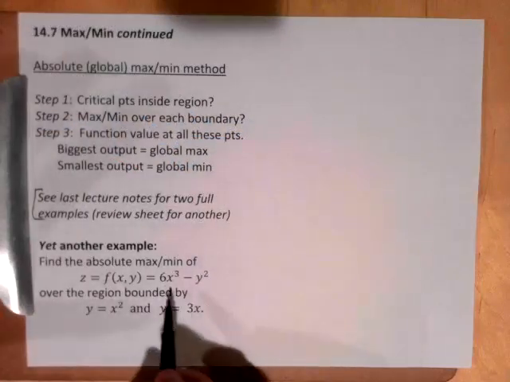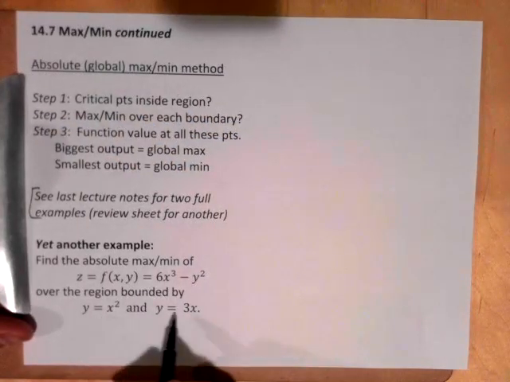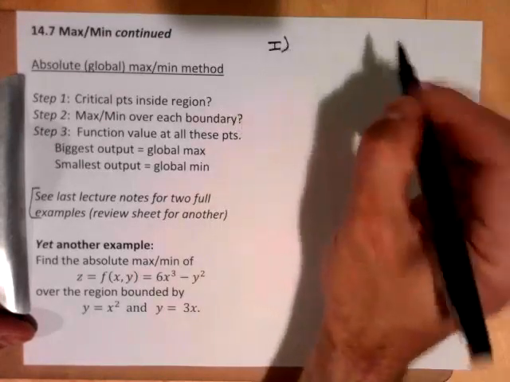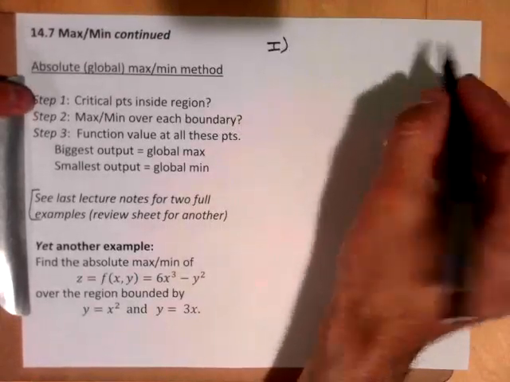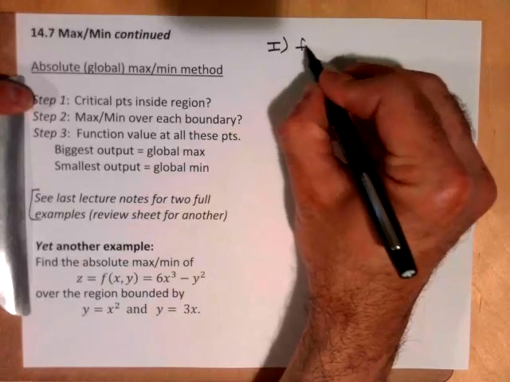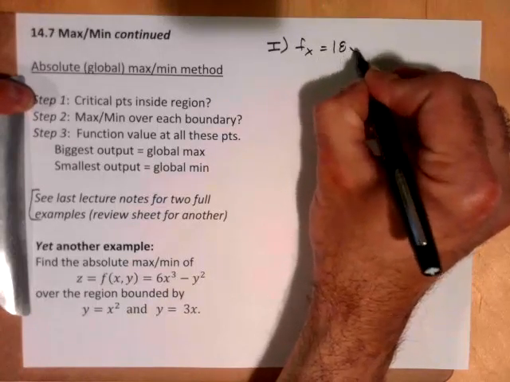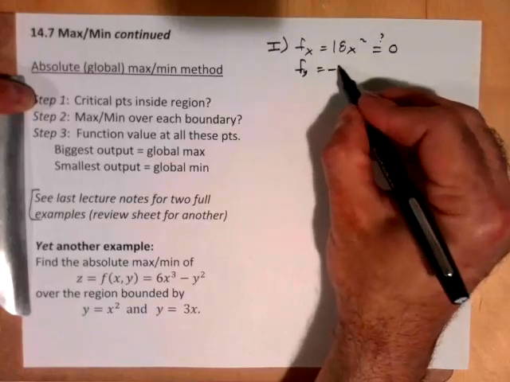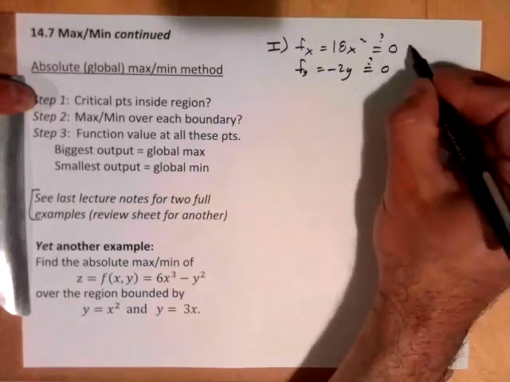So here's one more. There's a function. This boundary is more exciting. So that's really why I do this one. So let's just go through and see it. Let's worry about inside, step 1. The partial with respect to x is 18x squared. You set that equal to 0. The partial with respect to y is negative 2y. You set that equal to 0.